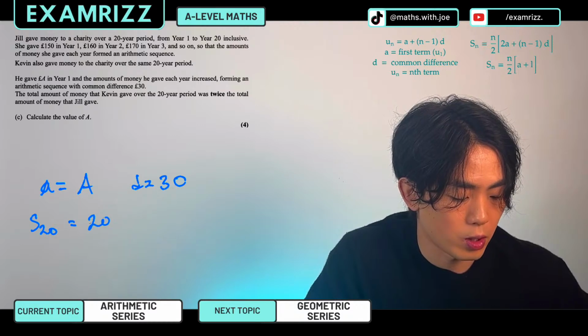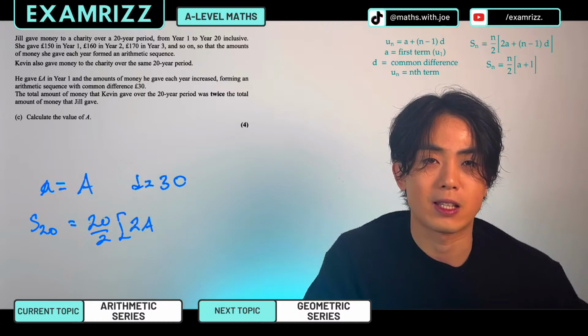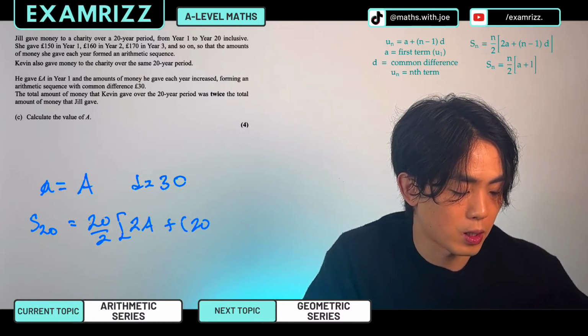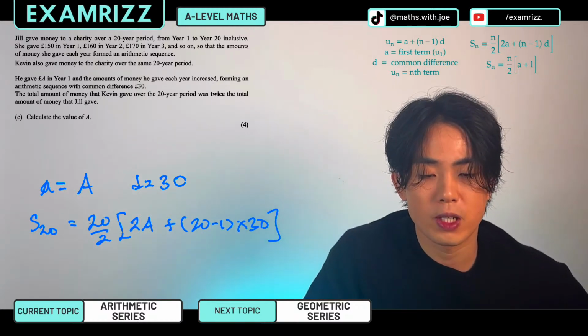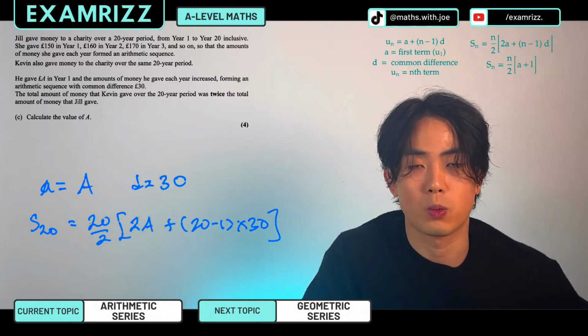So it's going to be 20 over 2 times 2A, but in this case, 2 capital A, that's the initial amount that we're trying to find, plus n minus 1, 20 minus 1 times D, which is 30, like this. Now, the information that's given to us is that the total amount that Kevin gave over the 20-year period was twice what Jill gave.